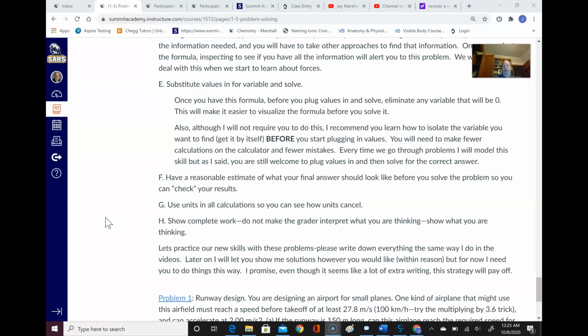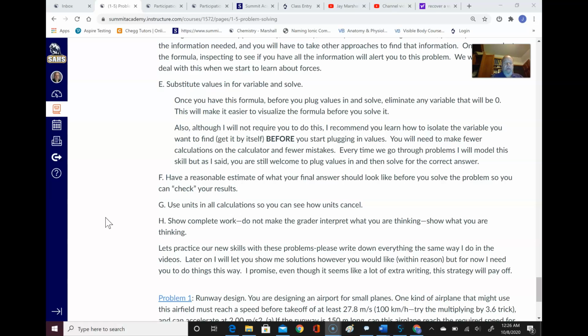Okay, now what's next? Letter E here, substitute values in for the variables and solve. So once you have this formula, before you plug in values and solve, let's eliminate anything that will be a zero, and I'll show you how this works. There will be several values that will oftentimes be zero. For example, my initial position will oftentimes be zero. My initial velocity will oftentimes be zero. And so if you eliminate those variables right up front and then rewrite out the formula that you have, it'll make it a lot easier to visualize before you try to solve it.